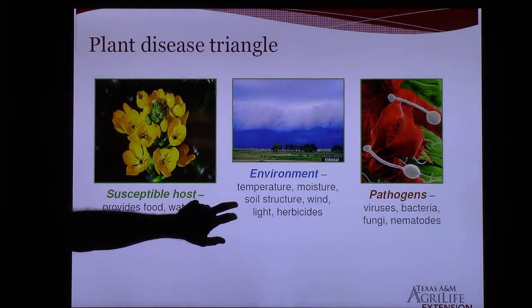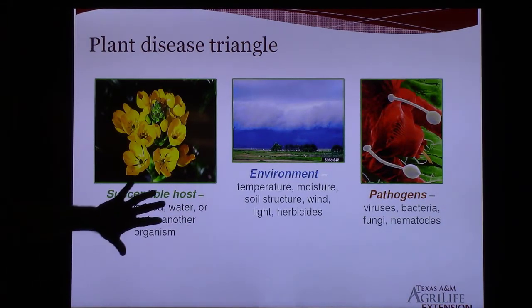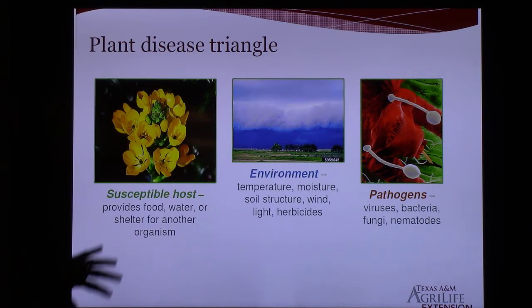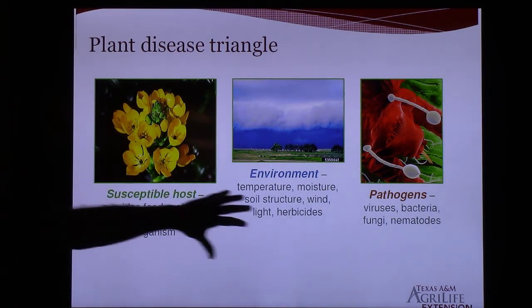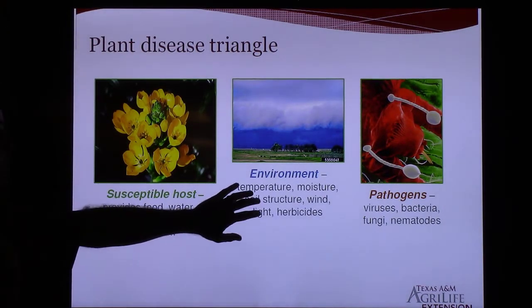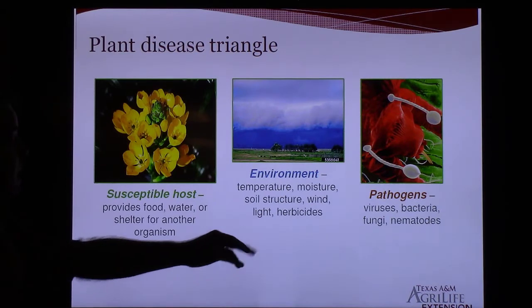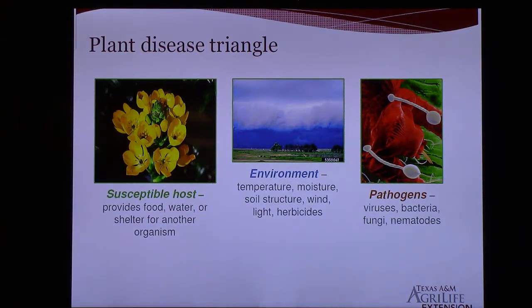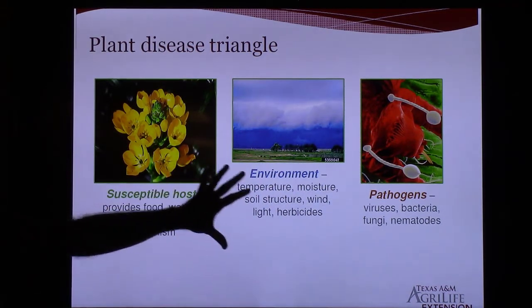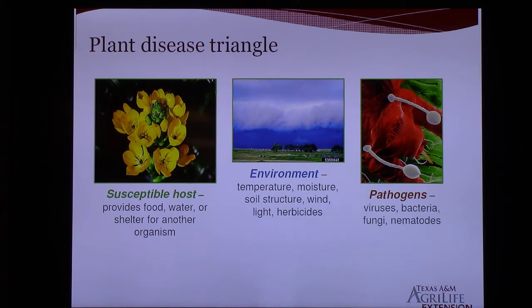Now the environment includes temperature, moisture level, soil structure, the wind, light conditions, herbicides, and then our pathogen: the viruses, the bacteria, fungi, nematodes. So with our hypoxylon canker, the susceptible host was our trees. The pathogen is that hypoxylon fungi. Whenever that tree becomes stressed, usually because of a lack of moisture, because our trees become stressed during drought conditions, that's when all of the conditions are right for that tree to become infected by the hypoxylon.